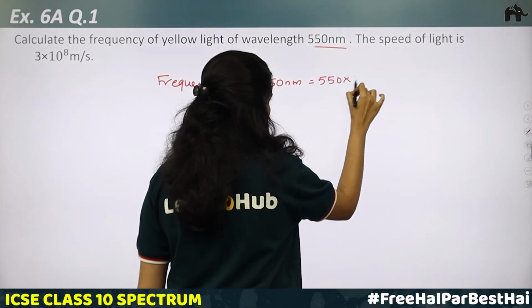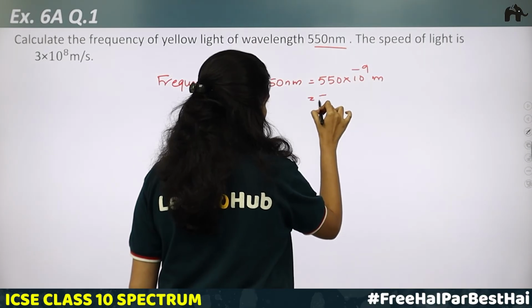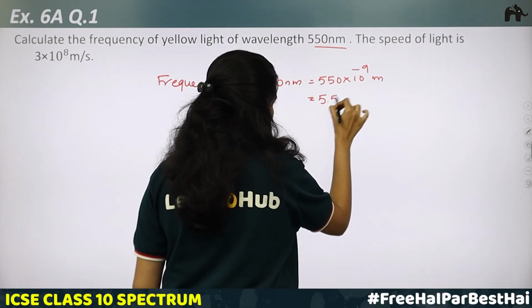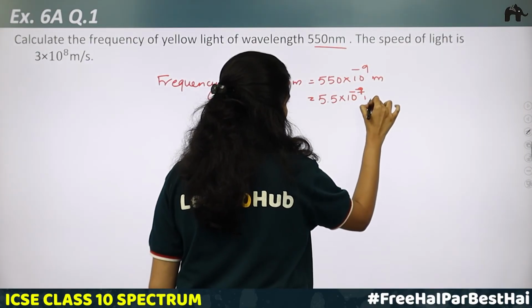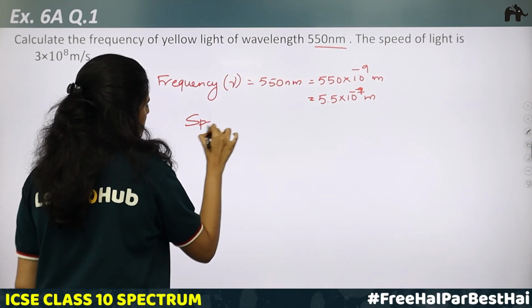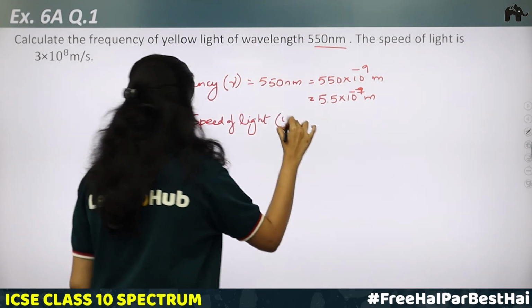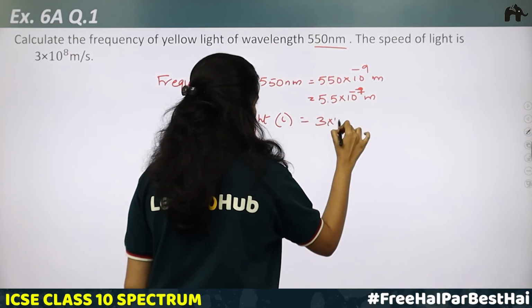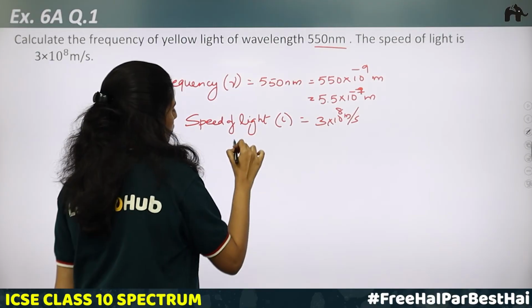550 into 10 raised to minus 9 meters, which is 5.5 into 10 raised to minus 7 meters. Okay. Next we are given the speed of light, c, which is equal to 3 into 10 raised to 8 meter per second. Okay. We have to find lambda.